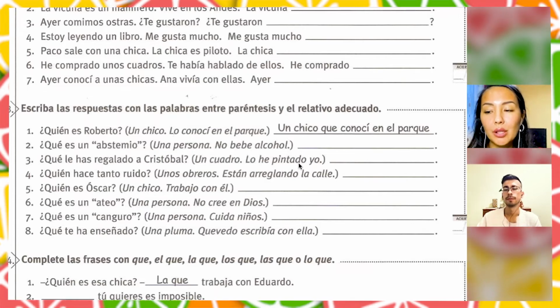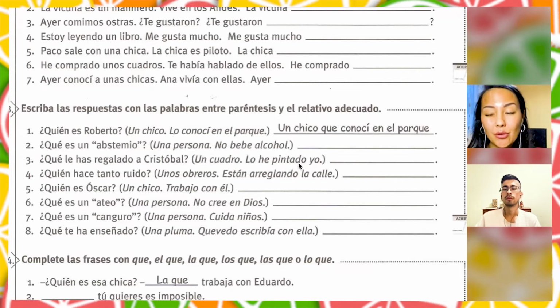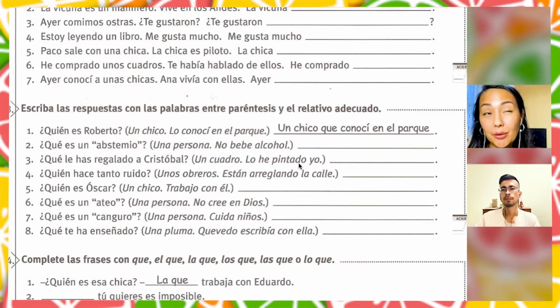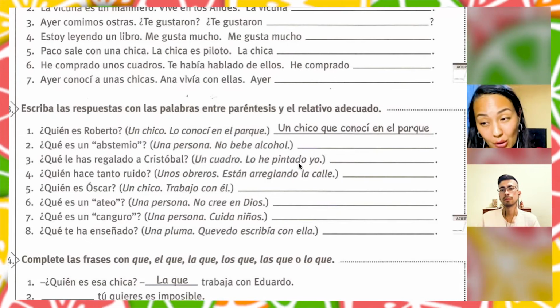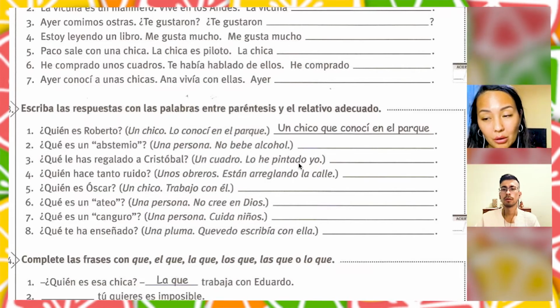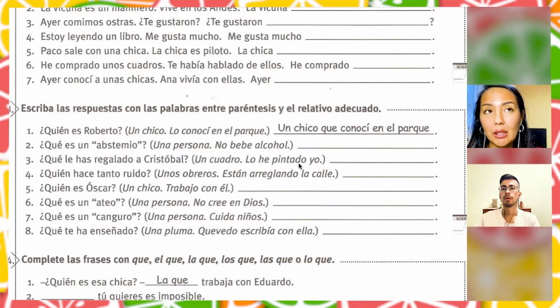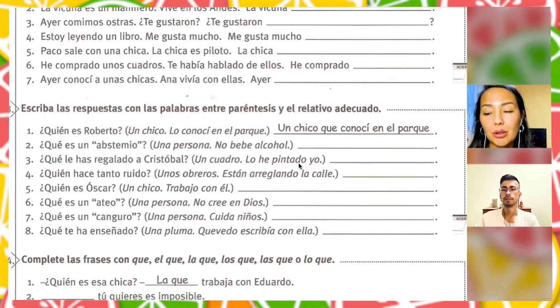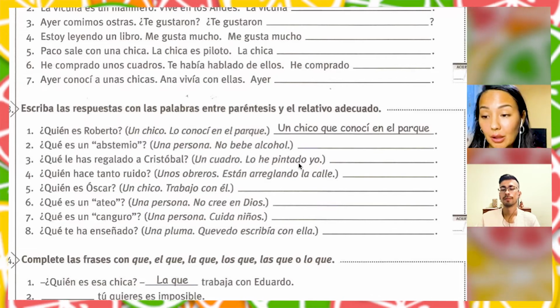And we use lo here because we do not know what exactly. We are concentrating our listeners' attention on the process, on the information, not on the picture. Am I right? That's why you use lo. Because we're not talking about any noun here. We're talking about this action. Okay, that's why you use lo.